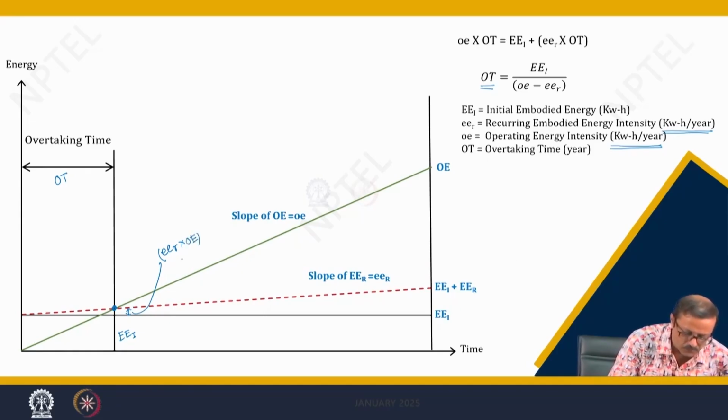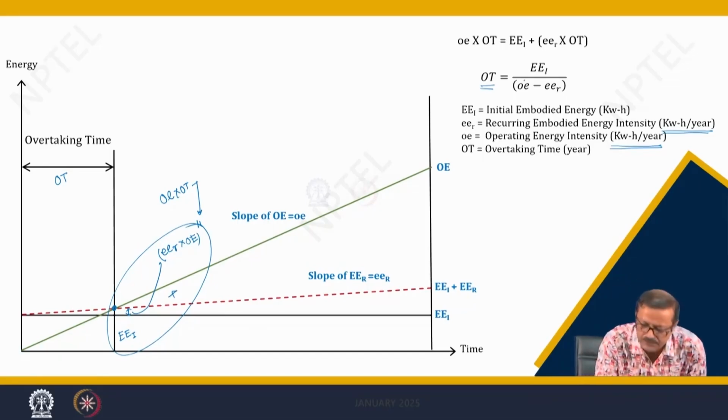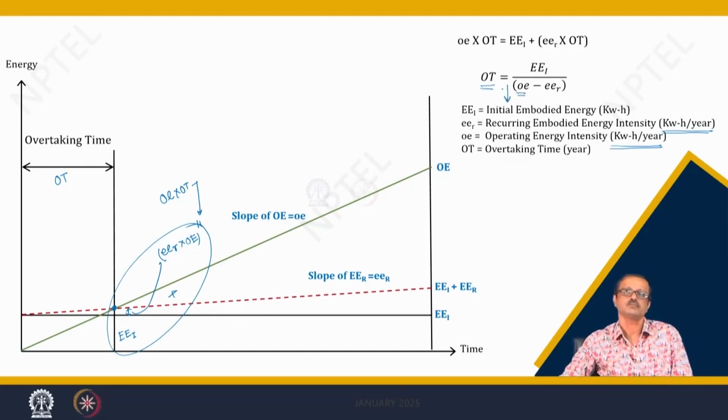This is the one part, and the green one is OE into OT. So, this must be equal to this plus this. So, finally, I got the formula. If you reduce the OE, definitely the OT will be higher.